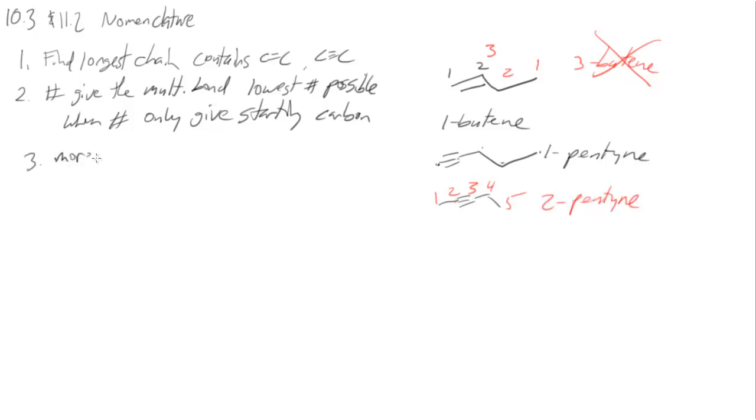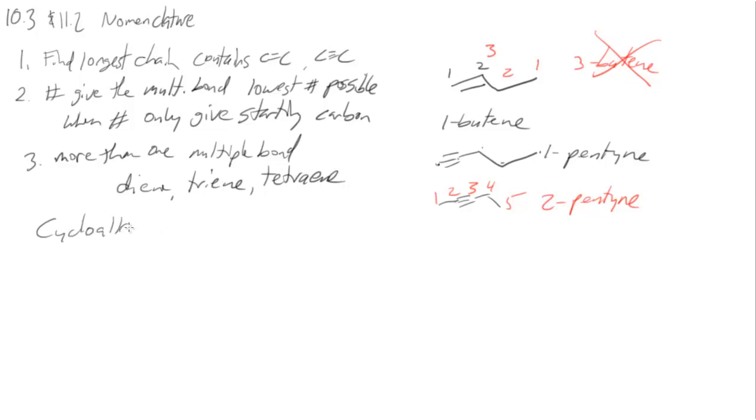If there's more than one pi bond, we can name things as a diene or a triene. With 4 would be a tetraene. We can also have cycloalkenes. Cycloalkynes are extremely rare just because of the fact that that bond has to be linear because of the sp hybrid orbitals.